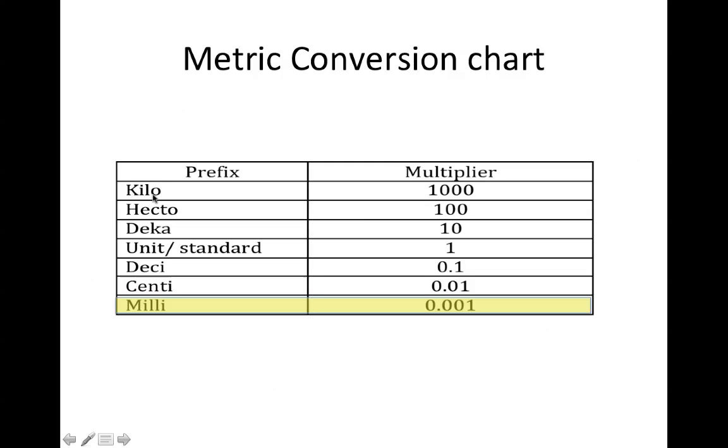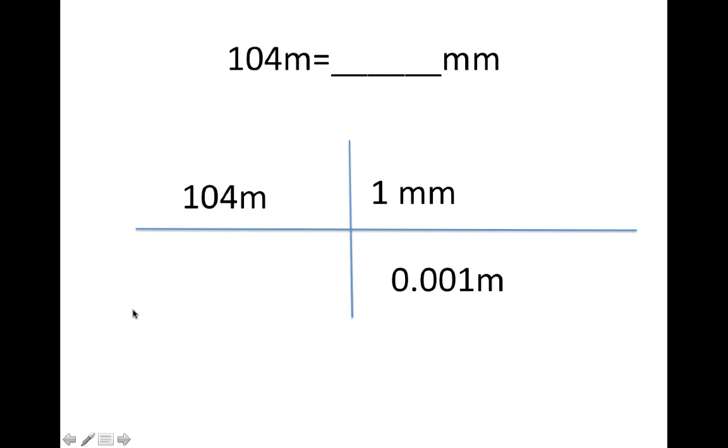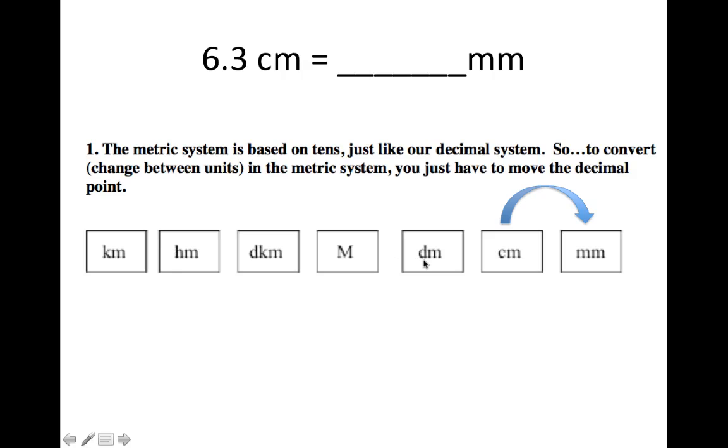Of this chart, King Henry died Sunday drinking chocolate milk. So when they think of that, they can put it into these boxes. To go from centimeters to millimeters, we're going to start at our centimeters. We make one jump to the right to our millimeters.